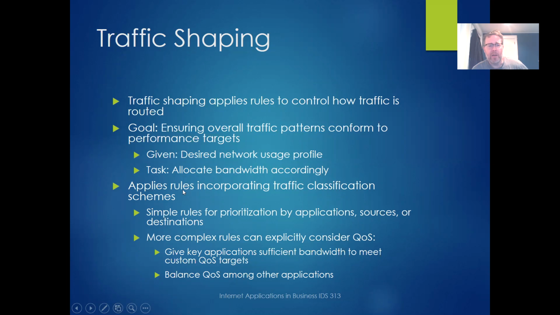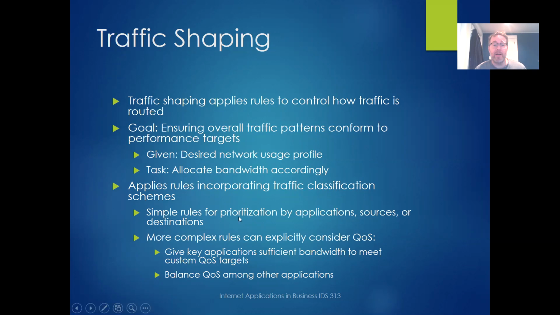So you could do it in a couple of different ways. Number one, you could do simple prioritization rules. So categorize things by applications or sources or destinations and say, these are the important applications, give these priority, other things give them less priority. That's one way to do it.